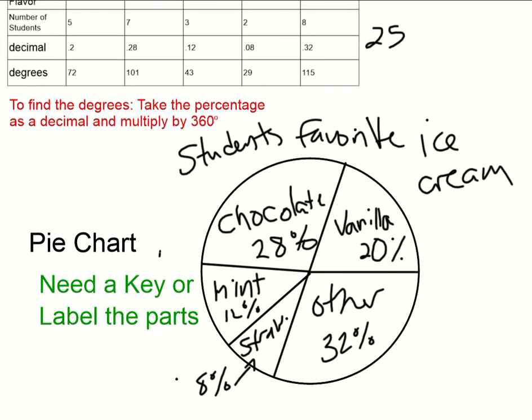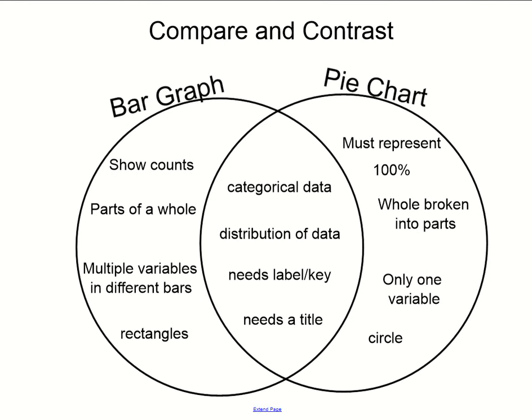If we hadn't labeled each section, we could have color-coded it and made a little key on the side if we had wanted to. It's another way you can do this. So if you're comparing and contrasting, they also both need a title. As for differences, a bar graph shows counts, so it shows frequencies, and it'll tell you that 7 people like this, or 3 people like this. It's parts of a whole, with multiple variables in different bars, and we're using rectangles. With the pie chart, it must represent 100%. You can't just leave out a category. It doesn't work that way. It's the whole broken down into parts. There's only one variable, and it ends up being a circle.